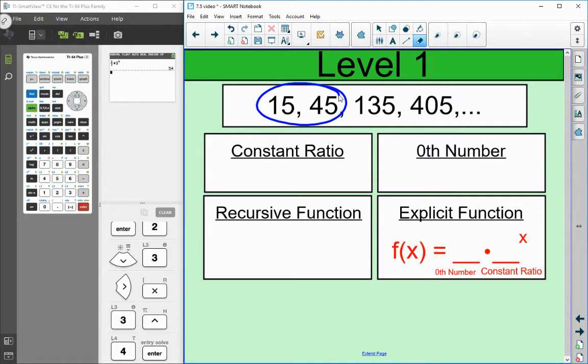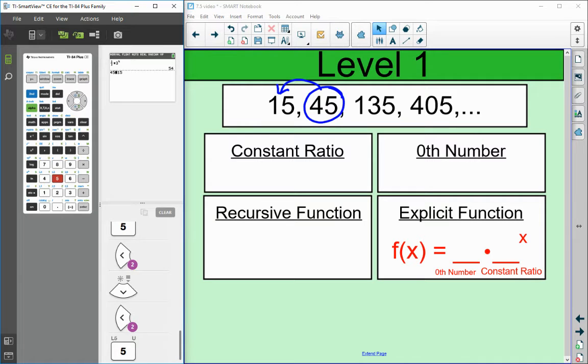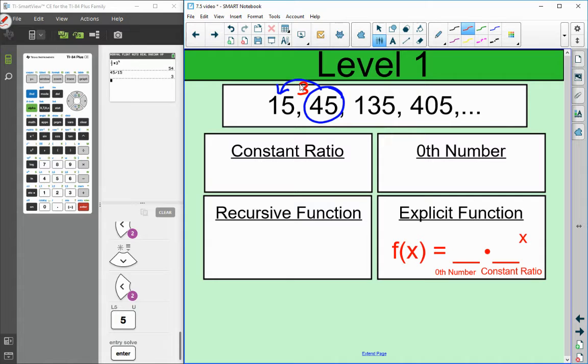These are bigger numbers. I'm not one that can do this easily in my head, so I would divide 45 by 15. Isn't it handy that I have my calculator right here that I can do that with? 45 divided by 15. Oops, I typed in 44. And I'm going to get 3. I know that's tiny to see, but hopefully you can see that. So my constant ratio is 3.